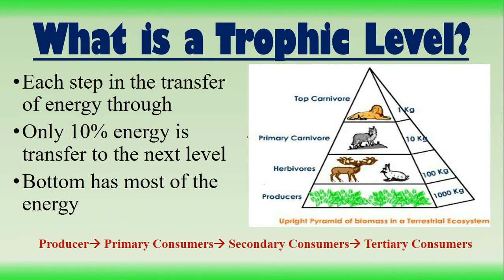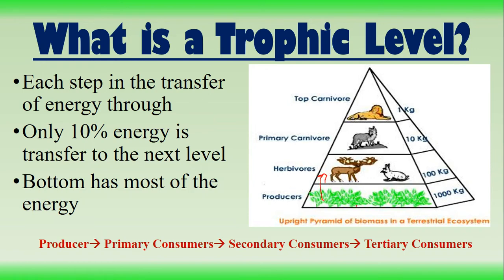So what is a trophic level? So now that we have all these animals eating each other, we have something called trophic pyramids or trophic levels. So each step is a transfer of energy. So at the bottom, you're going to have your producers, and then above it, you're going to have your herbivores. Energy is going to be transferred.